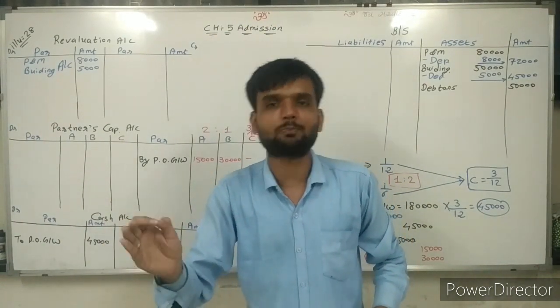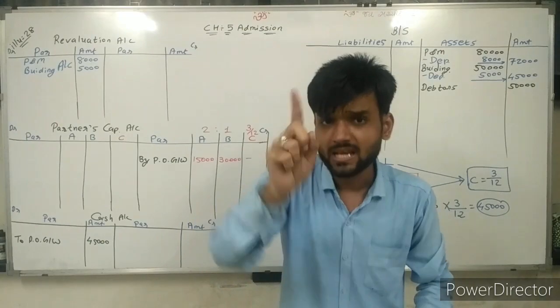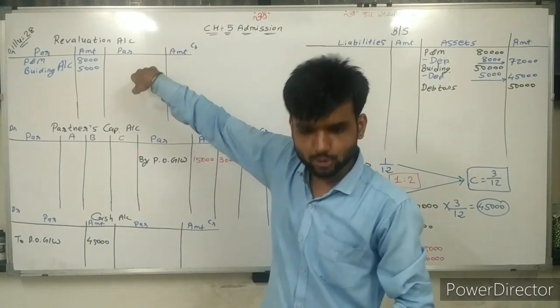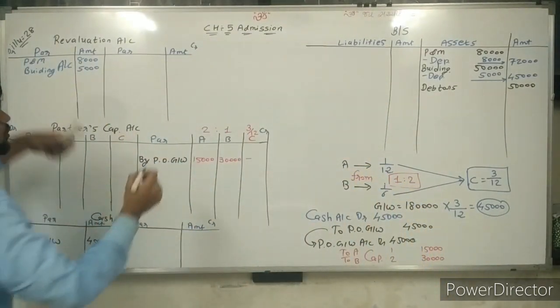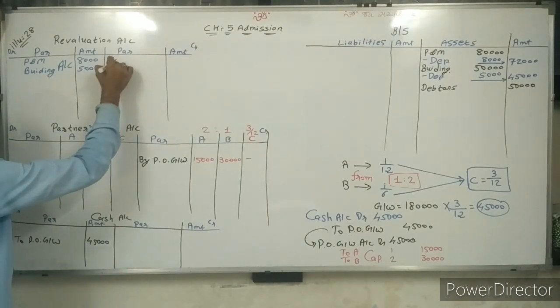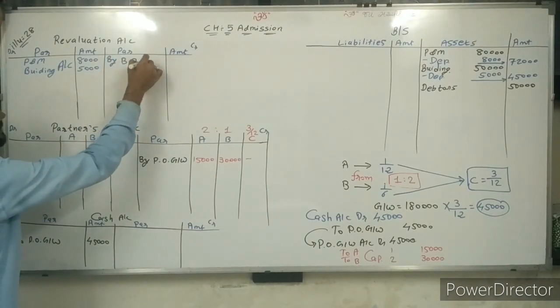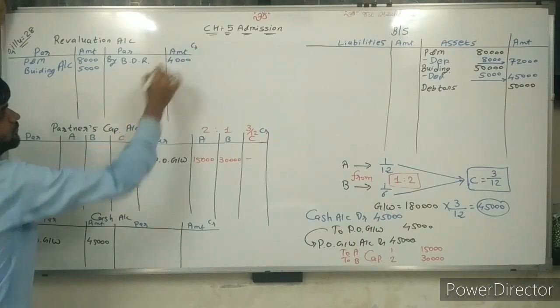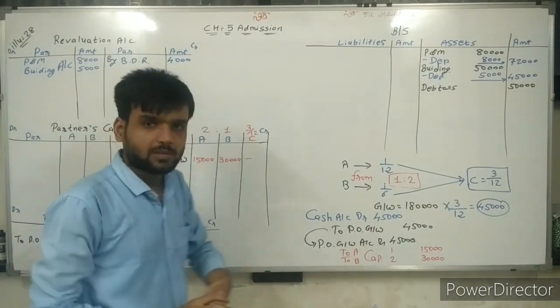Nobody is there who is not paying money. And that's why it is credited. So this amount is credited, bad debt reserve, by bad debt reserve 4,000 rupees. Simple.